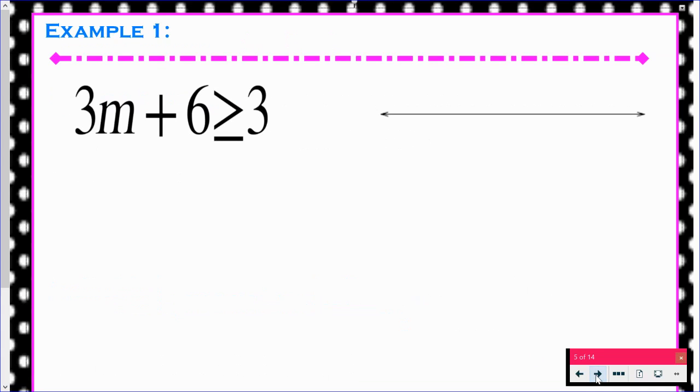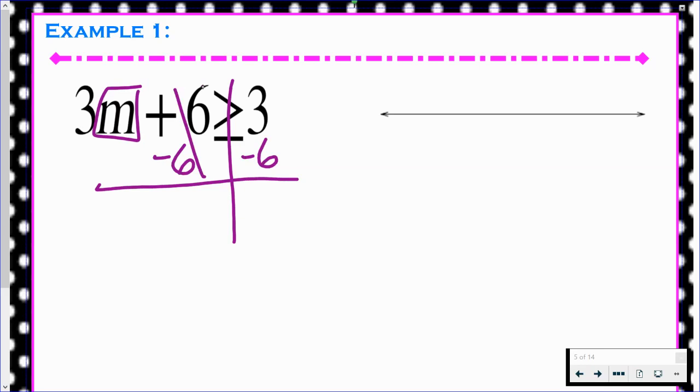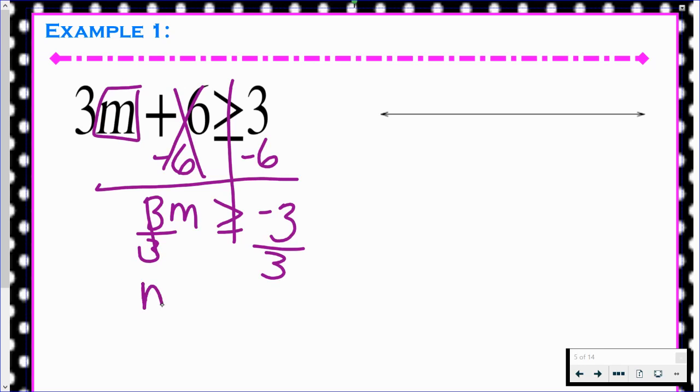Okay, so let's get this show on the road. First off, we're starting with a nice, simple two-step inequality. I'm going to subtract 6 to both sides. Now I'm going to have 3m is greater than or equal to 3 minus 6, and 3 minus 6 is negative 3. Then I divide by 3 to both sides. m is greater than or equal to negative 1.